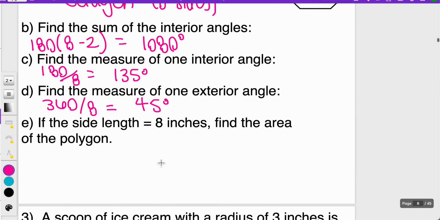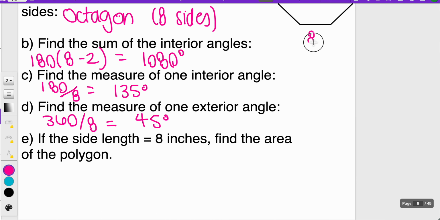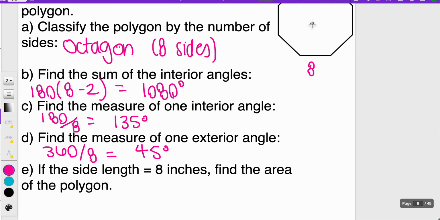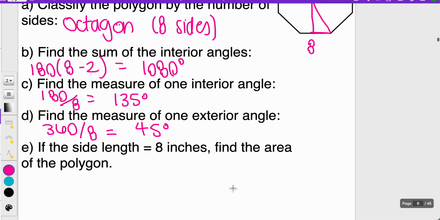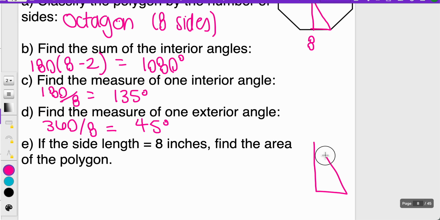And if the side length is 8 inches, find the area. So if we know that each side length is 8 inches, what we can do is use our 1/2 apothem times number of sides times the side length. So I'm going to draw my triangle here. I know this is 90 degrees. Here is a 4.